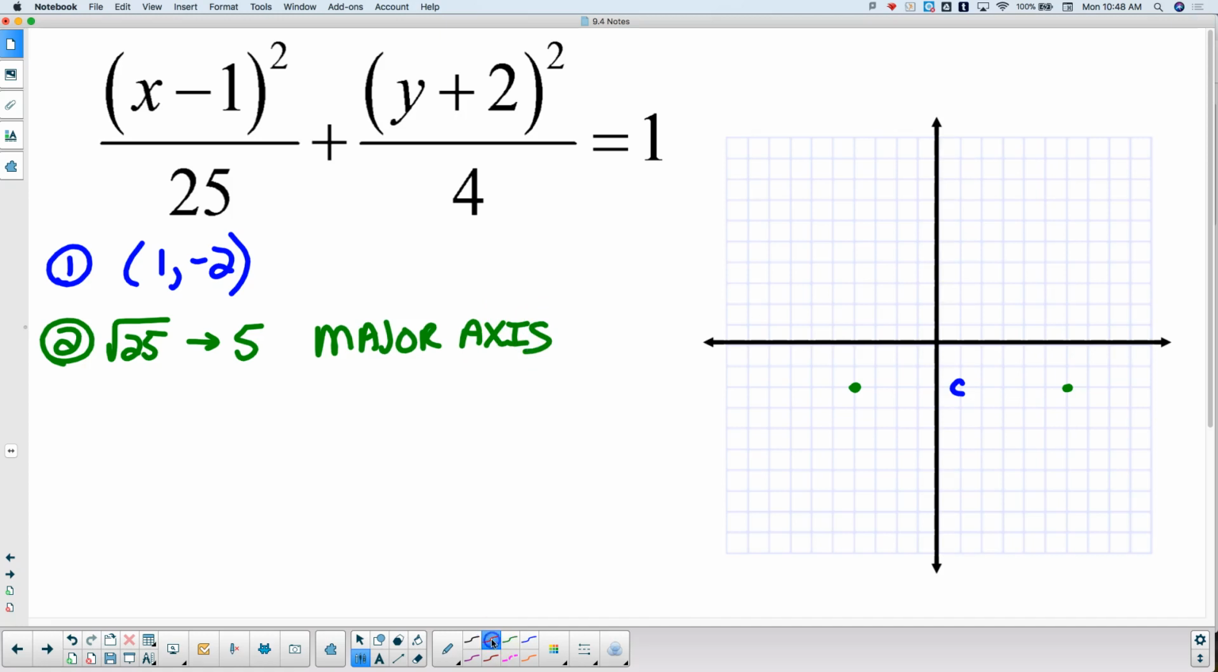Okay. Step 3. Do the same thing with the 4. Okay, square root of 4 is 2, so that means I'm going to go up and down 2, right, from my center. That allows me to draw it in.